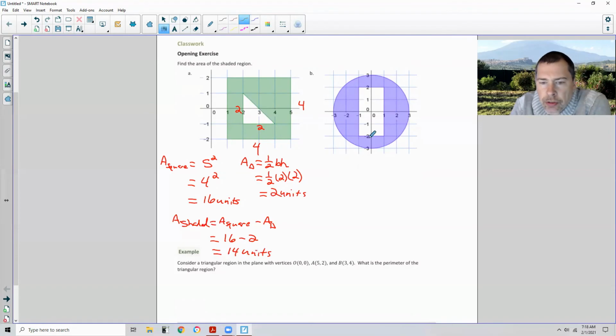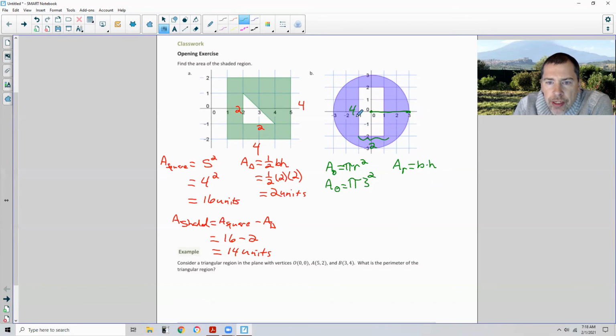Okay, now let's do the circle. All right, the area of the region is a circle. So area of a circle equals pi r squared. And the area of a rectangle equals base times height. So the area of our circle is going to equal pi. And what's the radius? Well, the radius is the distance from here over to here, which is 0 to 3, or 3 squared. The area of the rectangle is base, which is this. From -1 to 1 is 2. And from -2 to 2 is a distance of 4.